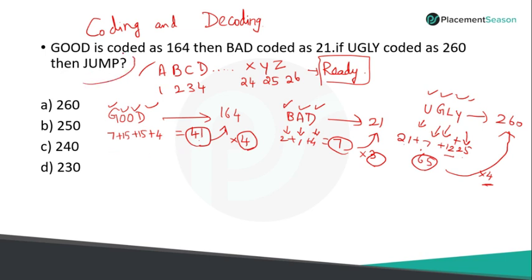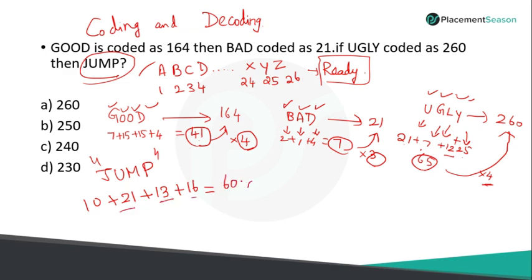So we'll apply this logic to our question, and jump to the word JUMP. J stands for 10 and U stands for 21. M is 13. P is 16. So what is the summation? 10 plus 21 plus 13 plus 16. It is 60. Into the number of alphabets: 1, 2, 3, 4. What is 60 into 4? 240. Clear? So I hope you are clear with the solution.